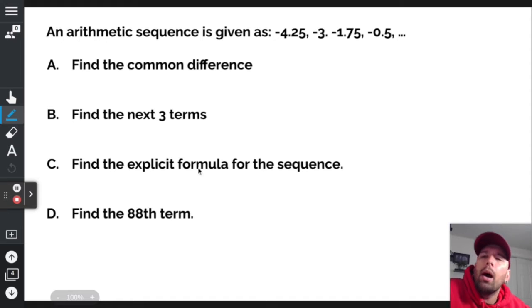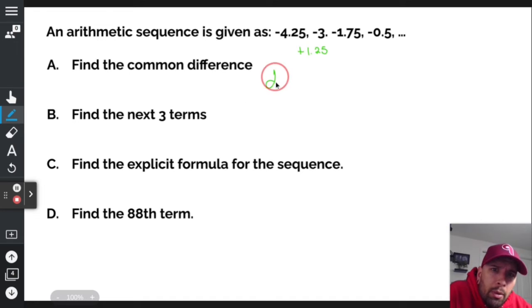Come on. Find the common difference. What am I doing to get from, well, first off, it is arithmetic. So yes, it tells us that. The common difference is what I add to get from one number to the next. And it looks like this is negative increasing, so I'm going to add 1.25 every time, plus 1.25, plus 1.25. I'm confident in my answer.